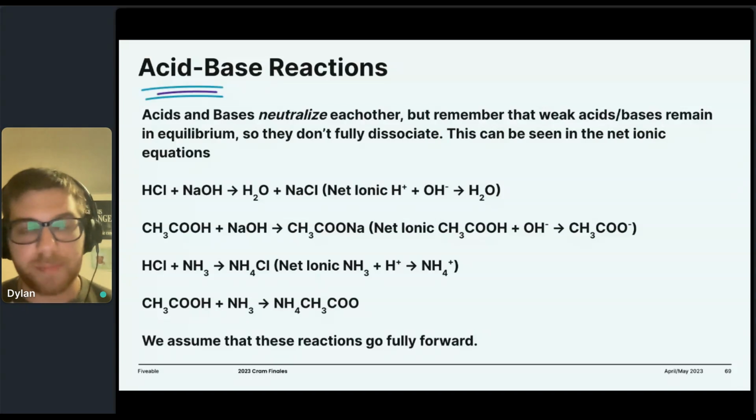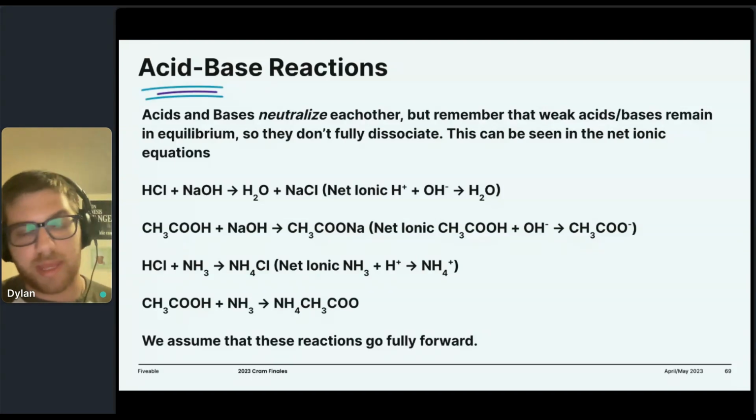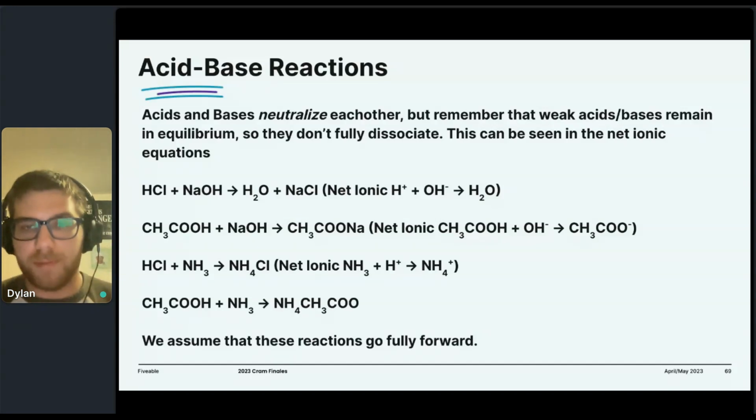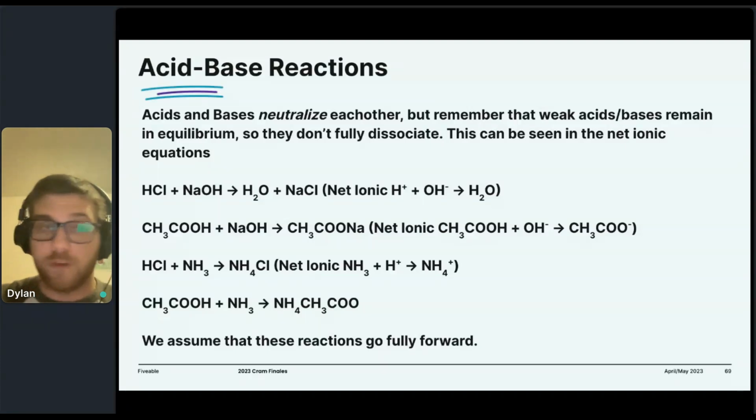Next, we might see what happens if we have a weak acid, like acetic acid, and a strong base, like sodium hydroxide, reacting together. So what we'll see is that this will form CH3COONa. What actually happens is sodium's a spectator here. We have acetic acid reacting with the strong base hydroxide to form water, which isn't included in that ionic equation, and acetate. And that is the important bit here: when you react a weak acid with a strong base, we will form the conjugate base. And typically we see these reactions as going fully forward.